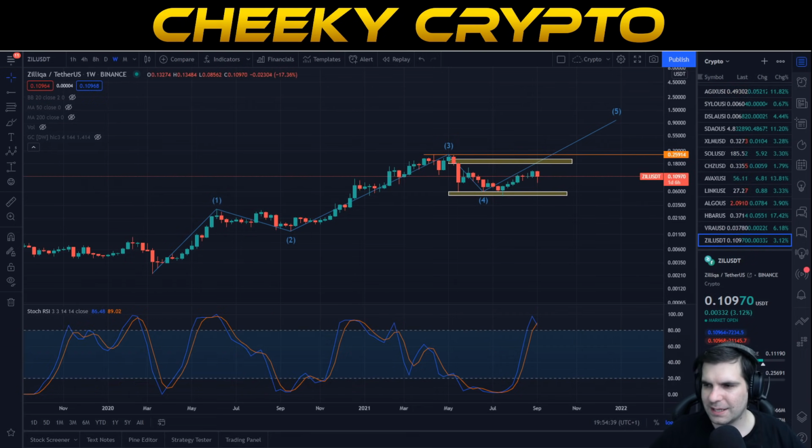Right, with all that done and out of the way, let's get into this TA on ZIL and see exactly what is going on. We're going to start with this weekly chart, guys. We are paired up with Tether. Binance is our data source.